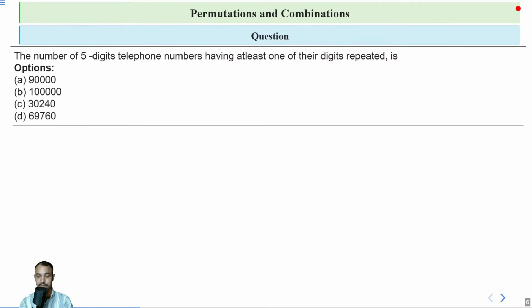I'm giving you a hint. You can find the total number of 5 digit telephone numbers. Then you have to find the number of 5 digit telephone numbers where no digits are repeated. Then you have to subtract the number where no digits are repeated from the total number of telephone numbers. Do it.